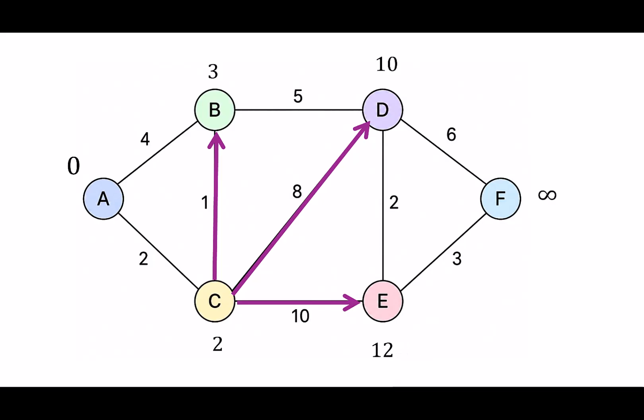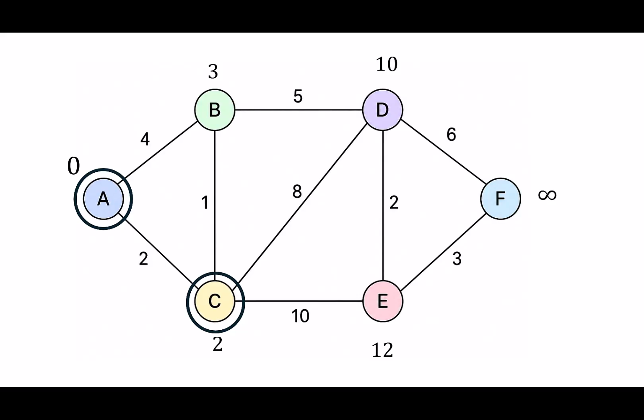Now we look at our three values. We have 3, we have 10, and we have 12. We're going to pick the smallest, which is the 3, which says we'll repeat this process again working from B. To help us keep track of what we've done, I'm just going to mark off the vertices we don't have to look at anymore. We're done with A, we're done with C, we won't use them anymore.